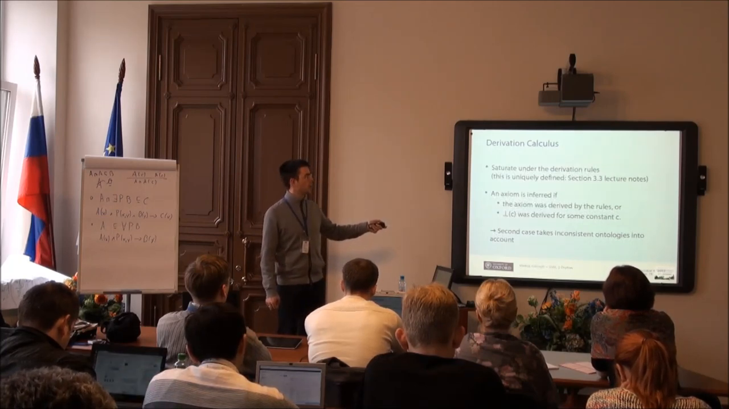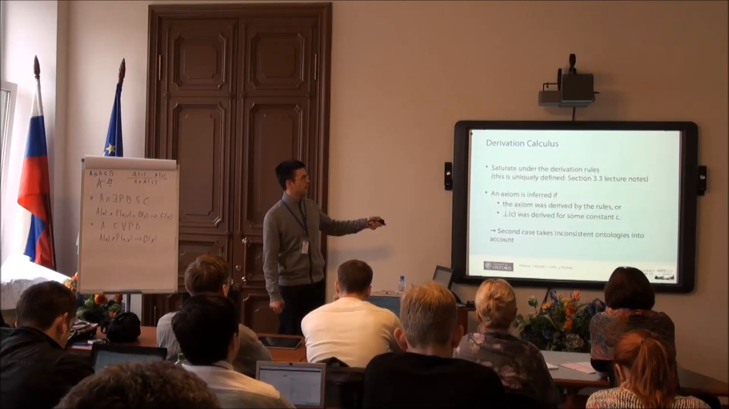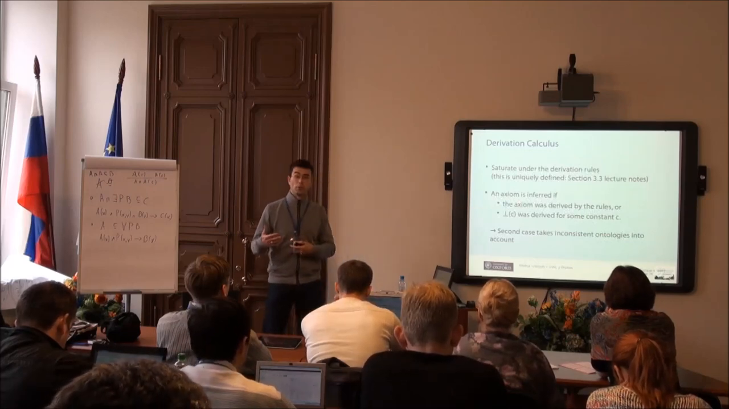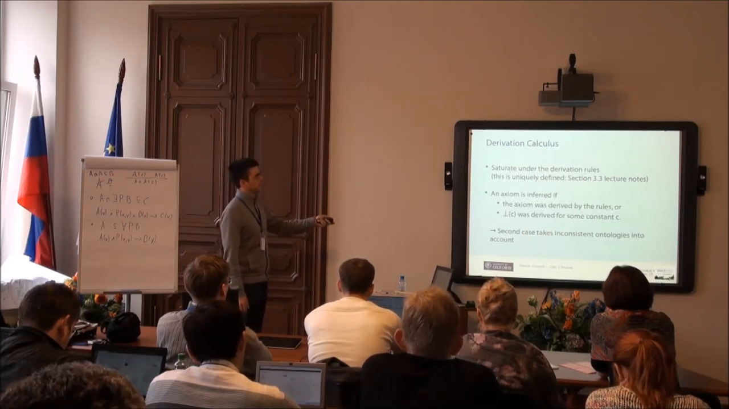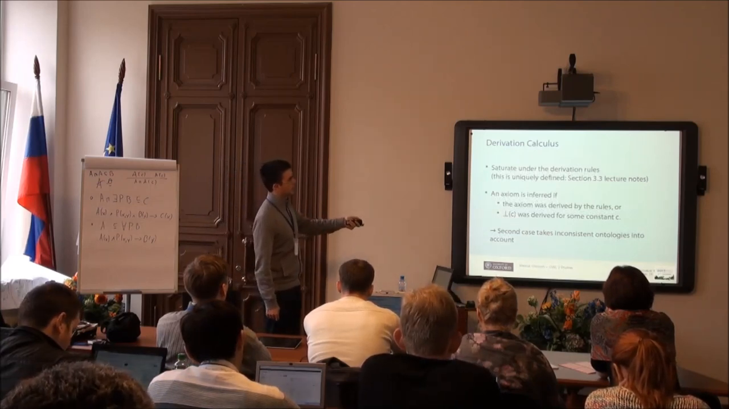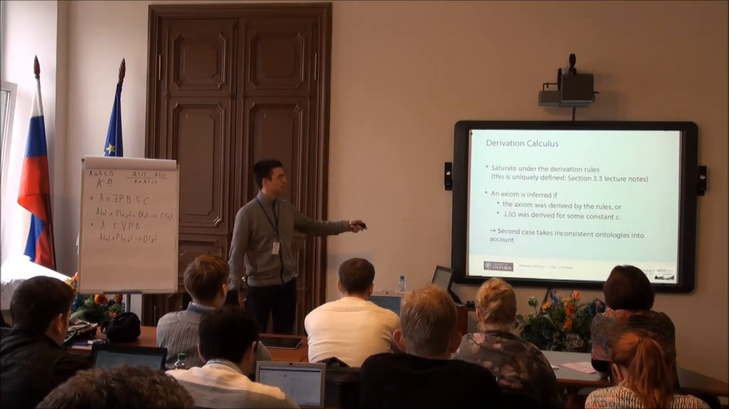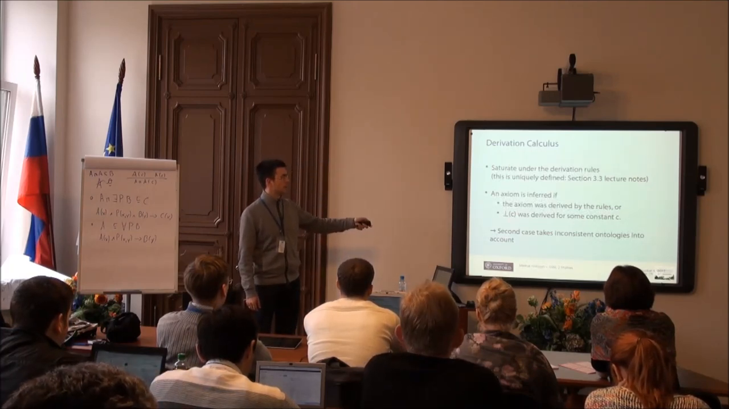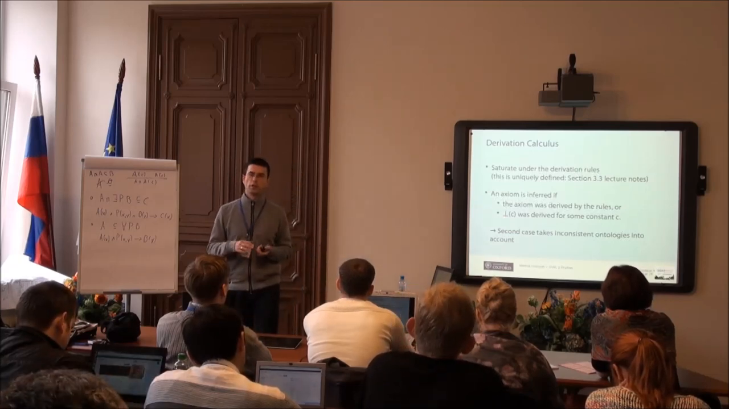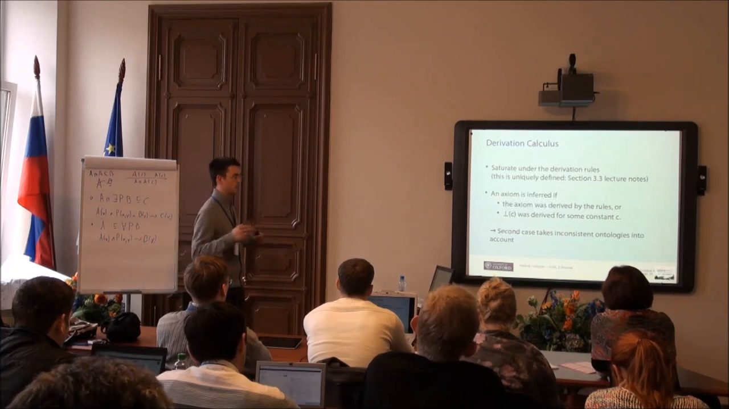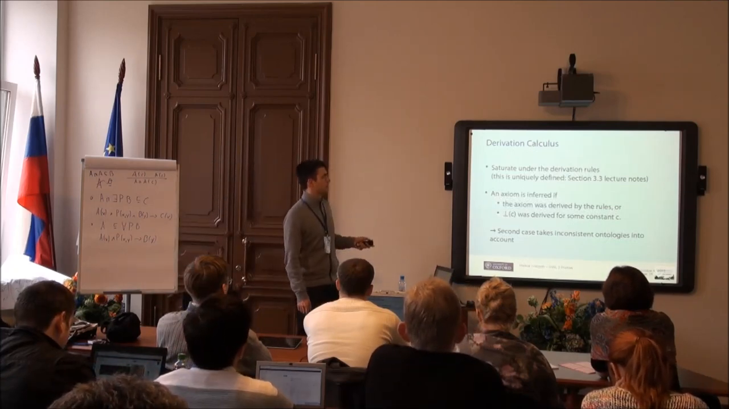And there are two ways in which this can happen. The first way is the obvious one. It can happen that the axiom was just derived by the rules. That's the one you would expect. The second one is that bottom of C for some constant C was derived. So if we have derived that some individual is in the empty class, this is the contradiction, and this means that the ontology was inconsistent. And if it's inconsistent, then everything holds. And so we have to check that as well, because these are the two cases.